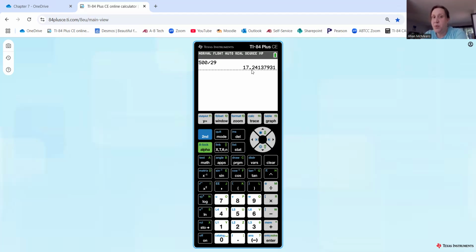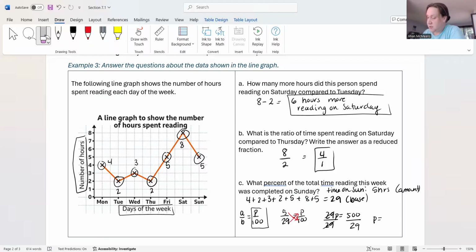So we get 17.24. Okay, so this 2 is what I want to round to, and directly to the right of that is a 4, which tells me to round down, which means the 2 stays the same, and then I chop everything after that off. So we get 17.2. And I am going to use a squiggly equal sign because this is approximately 17.2% of the time was on Sunday. So there you have it.